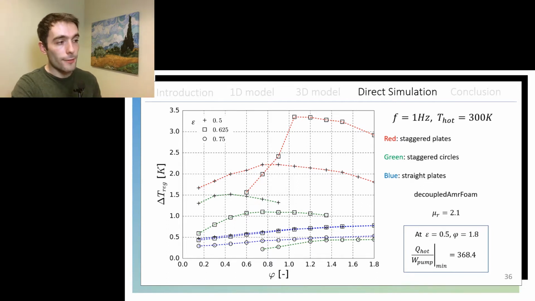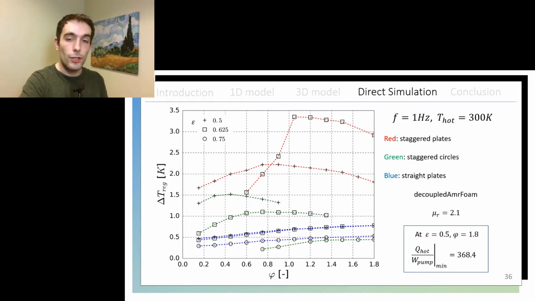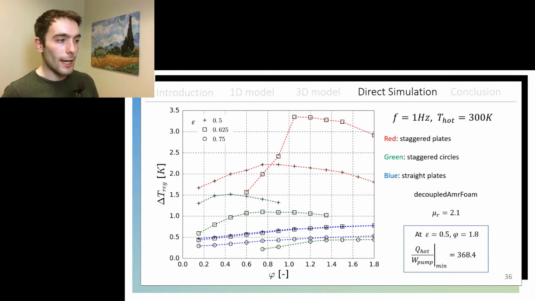However, for the case of staggered plates, we see that they already have the highest temperature span of them all, and that would come from the reduced conduction losses that they presented earlier. And we see an inverse trend. As we increase the porosity of the staggered plates, the temperature span of the regenerator increases. That means that the Nusselt number is not so affected by the increase in the porosity, due to an increase of the local velocity of the fluid flow caused by the higher tortuosity of the staggered plates.